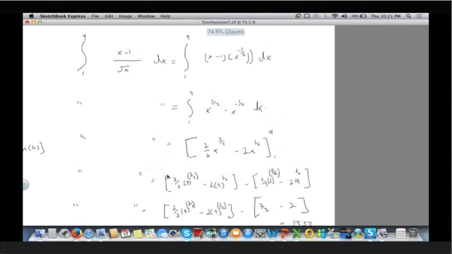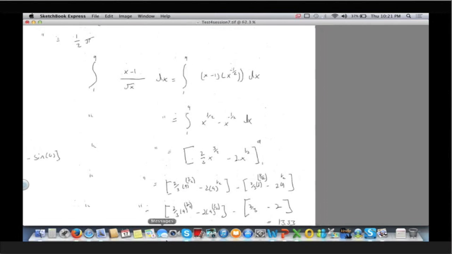Okay, so let's see. We started with the problem, and then you simplified this by rewriting the root x as x to the negative 1/2. And then you used the distributive rule, and you multiplied. Now, how do you multiply two numbers with the same base? You add the exponents. Perfect, and that's exactly what you did.